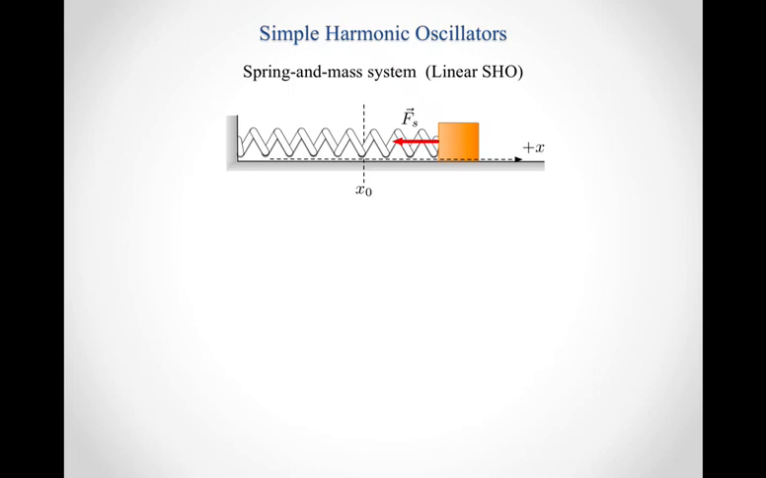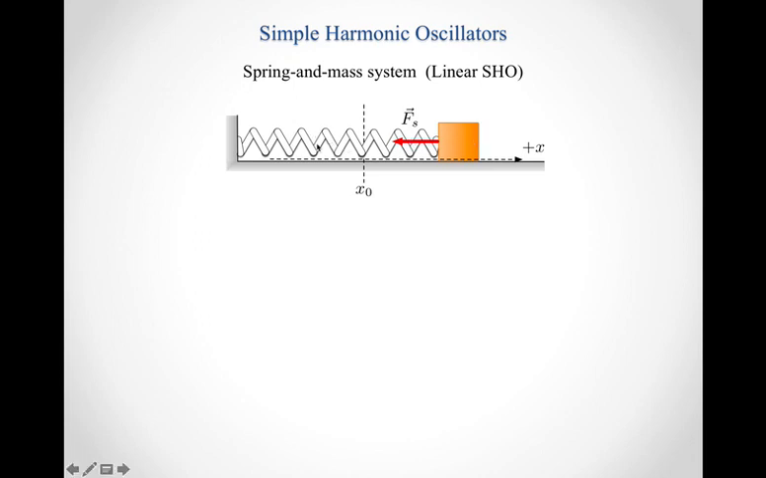So we've talked about simple harmonic oscillators in general. What we want to do at this point is come back and talk about the three particular simple harmonic oscillators that we'll deal with this class. The first one we want to look at is the spring and mass system. And this is a linear simple harmonic oscillator in the sense that it bounces back and forth along a line.